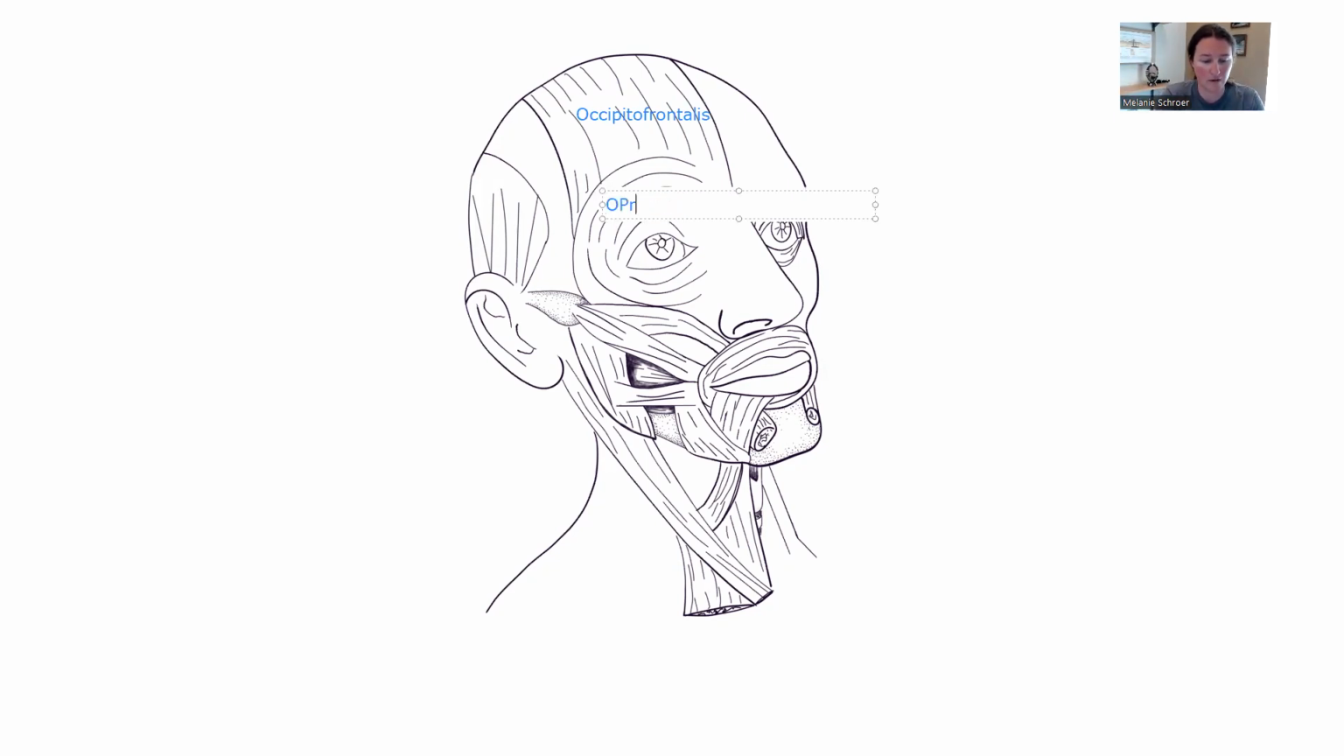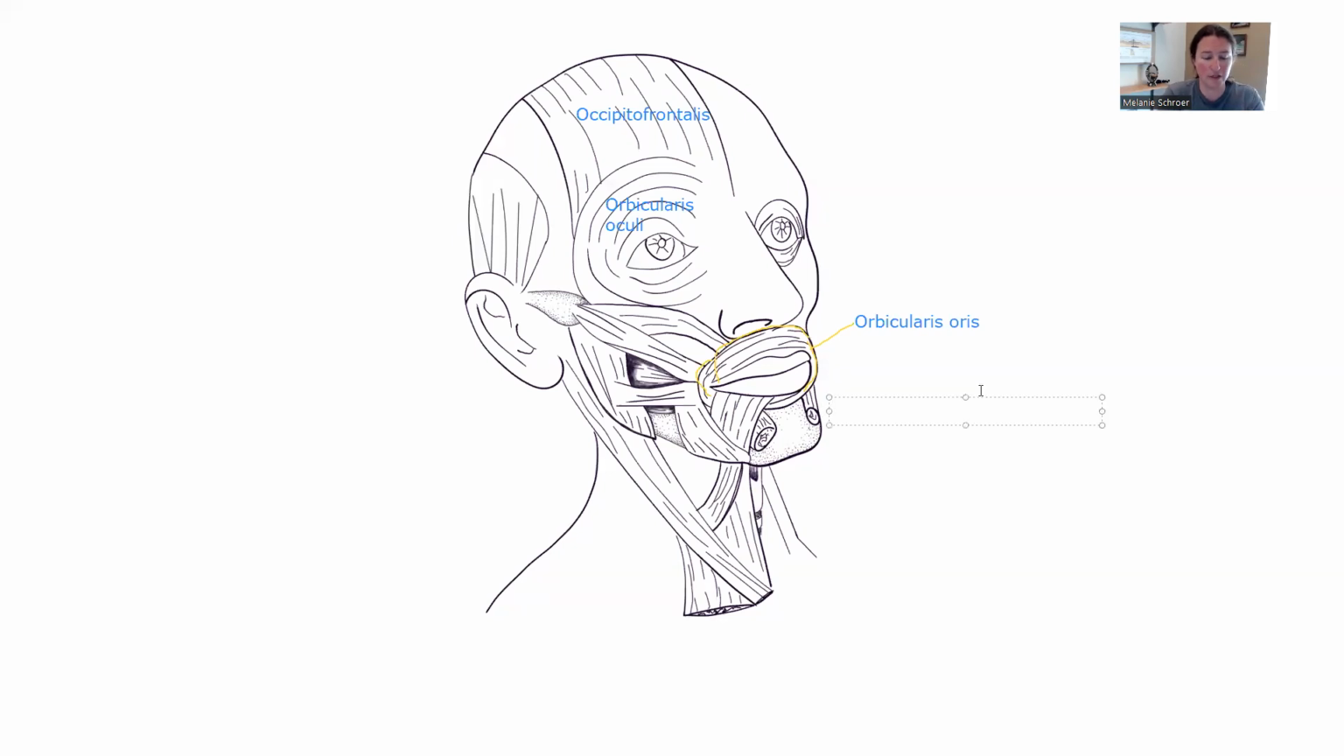Here we have the orbicularis oculi. And what does it orbit around? It orbits around the eye, as opposed to the orbicularis oris. The orbicularis oris is this muscle right here, which orbits around the mouth.